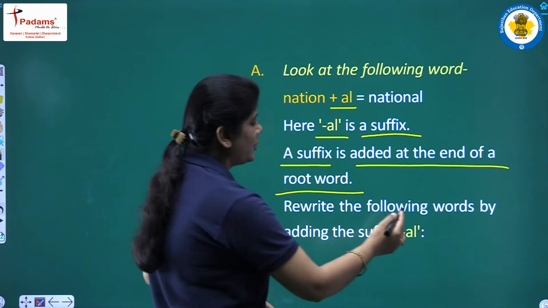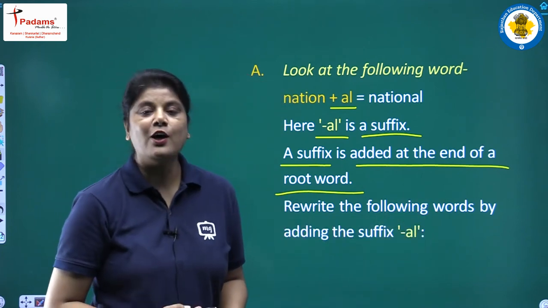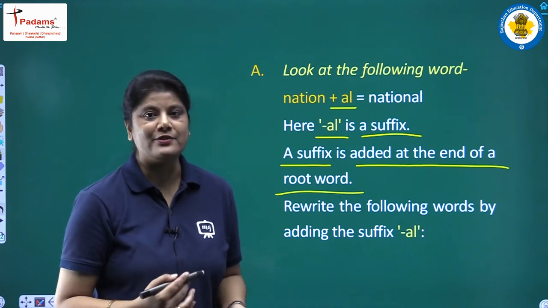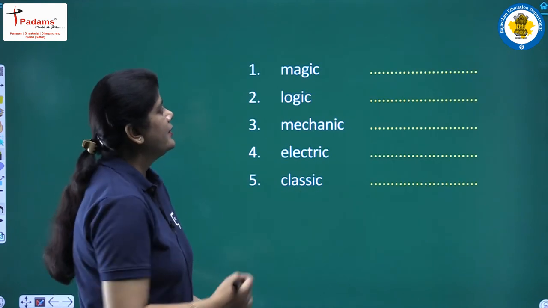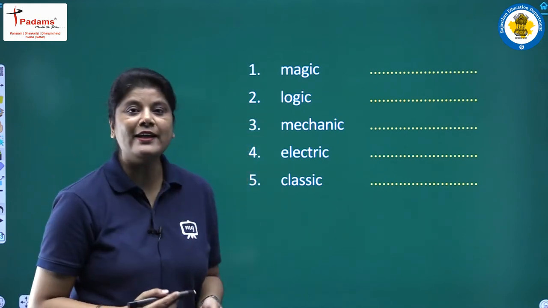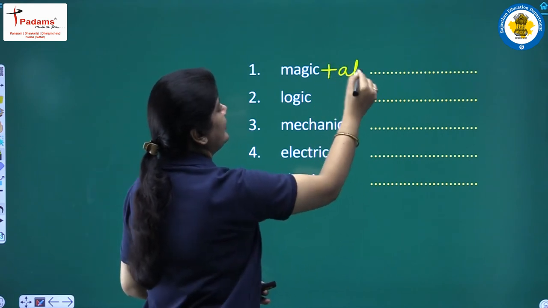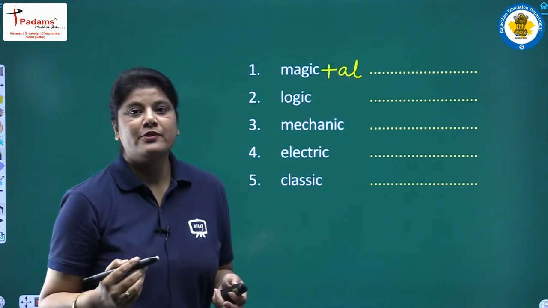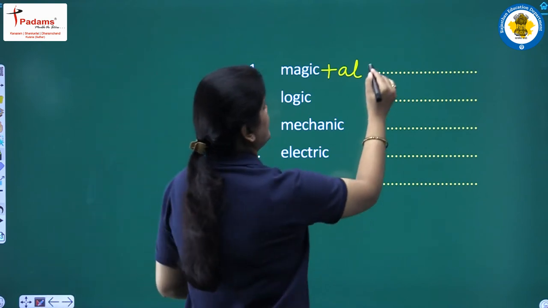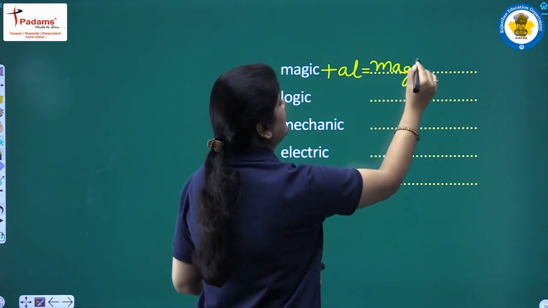Now rewrite the following words by adding the suffix al. Now we will rewrite some words by adding the al suffix. First is given magic. Now we will add al to it, magic plus al. Now what is the word? Magical. So we will write here magical.